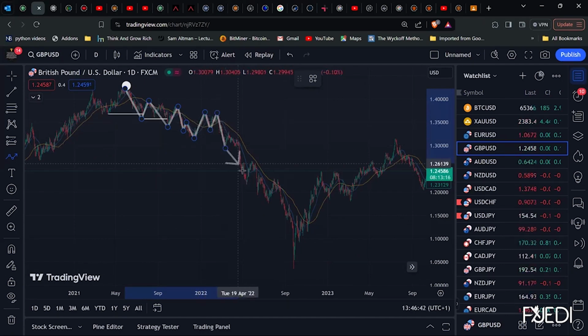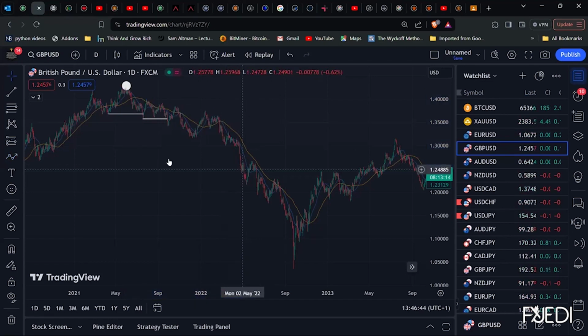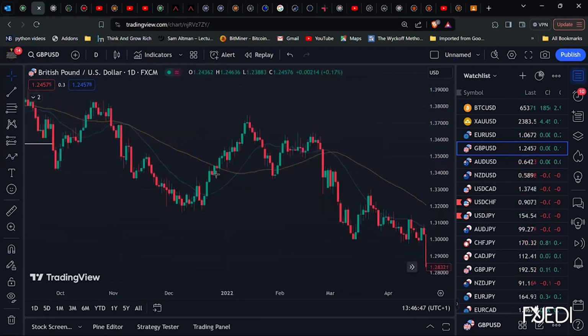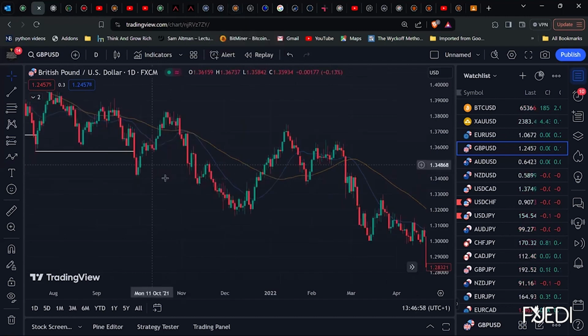So let me zoom in a little bit. Now, so here's the thing. Now we've identified that the market is bearish, so we want to look for selling opportunities. Now, what we look for in a bearish market is the last, or the series of, up candles before the down move.